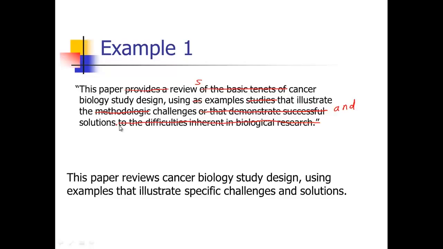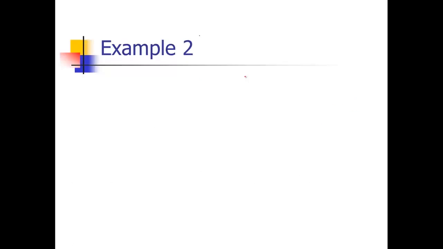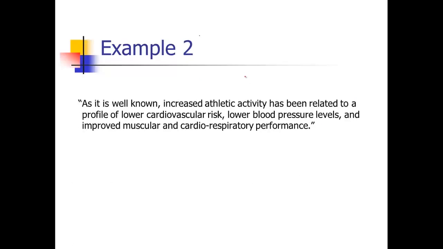Notice how we stripped that sentence of all the garbage. We get down to the meat of it, only the important words. So here's a second example that we can edit. This sentence reads, "As it is well known, increased athletic activity has been related to a profile of lower cardiovascular risk, lower blood pressure levels, and improved muscular and cardiorespiratory performance." You can see again that that sentence has a lot of extra words that we can get rid of.